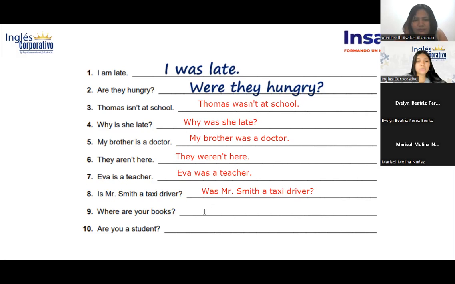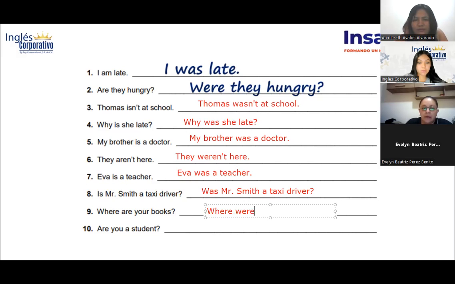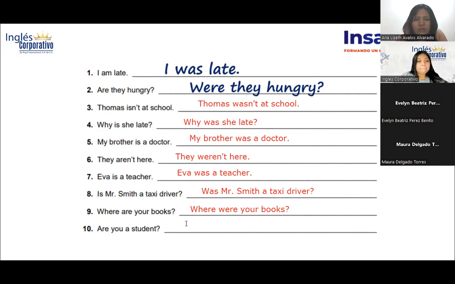Where are your books? Where were your books? Excellent. Very good. Where were your books? Where? Plural. Books. Where? Es el auxiliar del pasado y significa era, fue, estuvo.